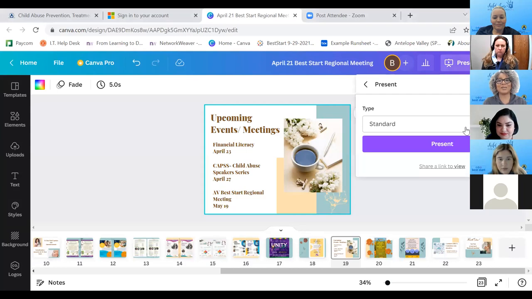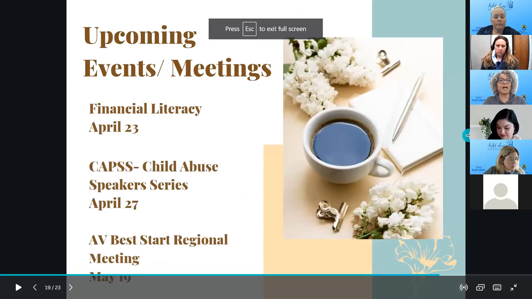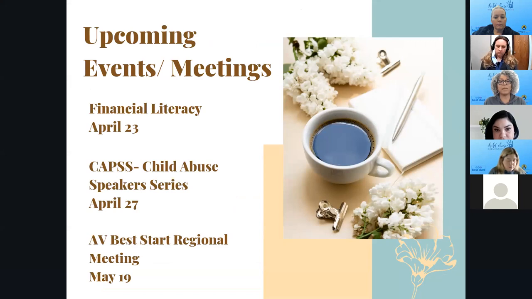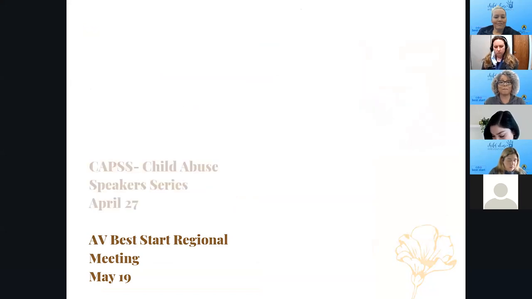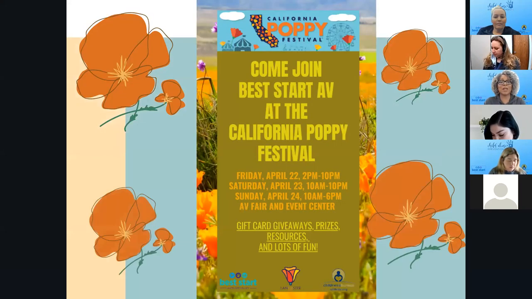That's right. And last but not least, Tracy, you mentioned these, but again, our upcoming events and meetings: the financial literacy, April 23rd; CAPS, child abuse prevention speakers; and our AV Best Start regional meeting, which will take place May 19th. Tracy, you want to talk about this one?